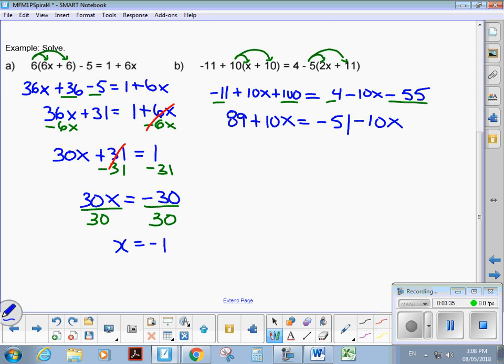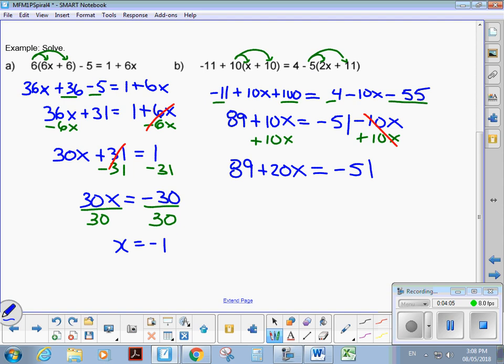Now we're down to a multi-step equation, so we're just practicing what we finished with in Spiral 2. I'm going to move all my x's to the left side, just because. You don't have to, you can go the other direction. So the opposite would be to add 10x. Whatever I do to one side, I have to do to the other. So 89 plus 20x equals, those cancel out, and I'm left with negative 51.